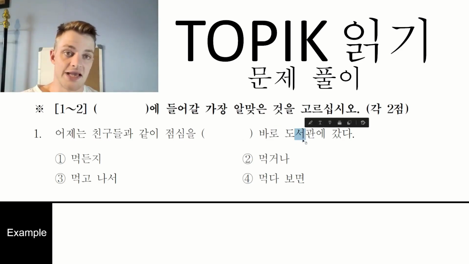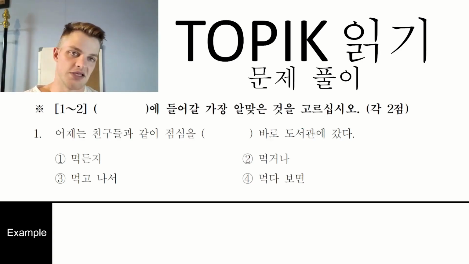도서관 is library, and 에 indicates motion towards something. So 도서관에 will mean to the library, and 갔다 is the past tense plain form of the verb 가다, which means to go. So 도서관에 갔다 would mean went to the library. So this sentence actually doesn't have a subject, but you can just assume it's the first person. So it'll mean something like, yesterday I ate lunch with some friends and immediately went to the library.